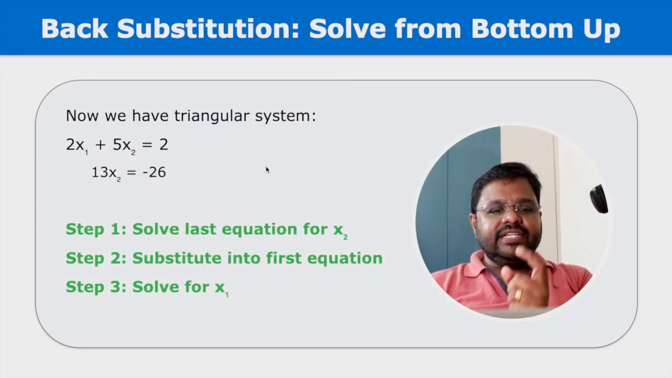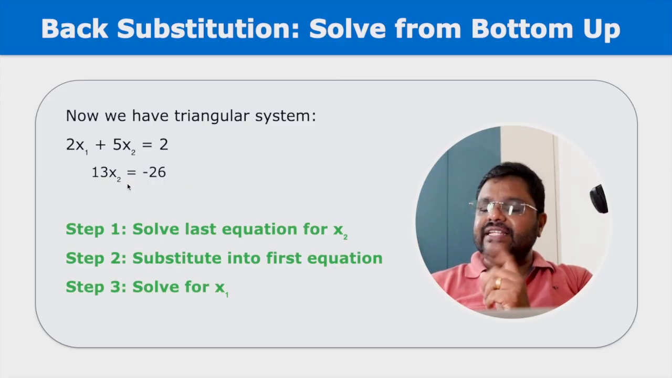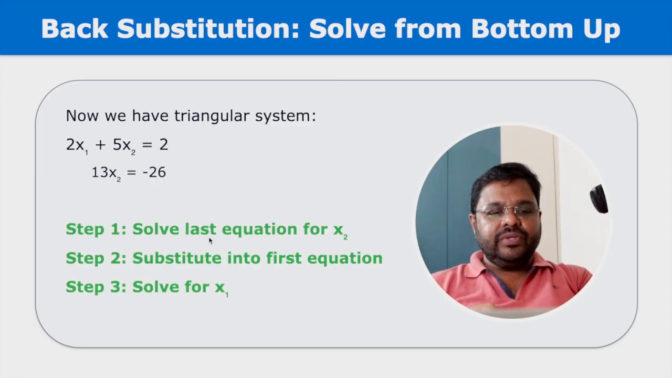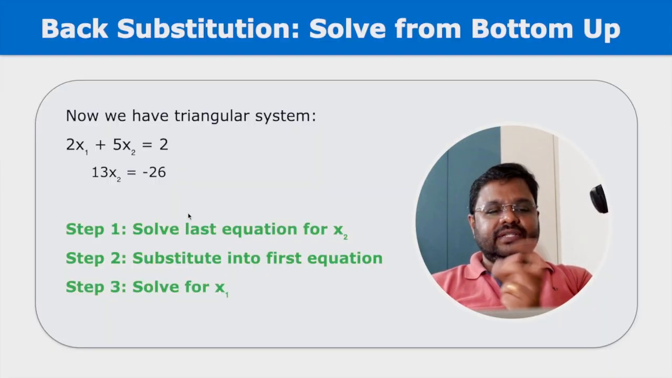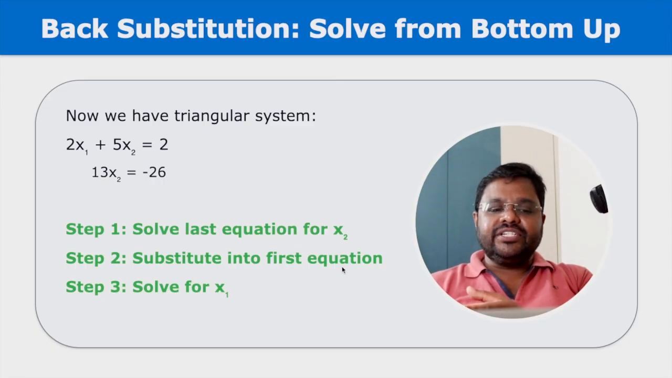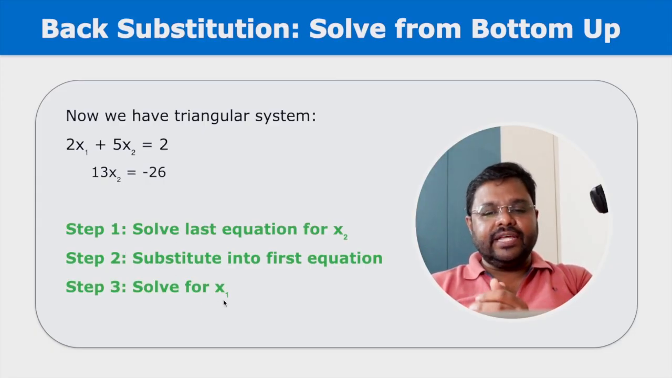So what is its advantage? Its advantage is there is no x1 in the second equation. So in 3 steps we can actually find the solution. Step 1, solve the last equation for x2. That is easily possible. Then substitute the solution of x2 that we got from the second equation into the first equation, and solve for x1. Then we will get both x1 and x2. Let's do that.